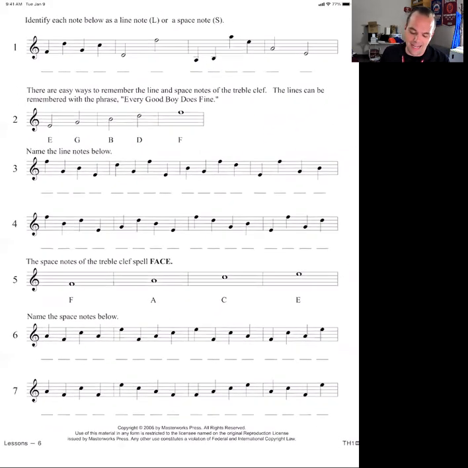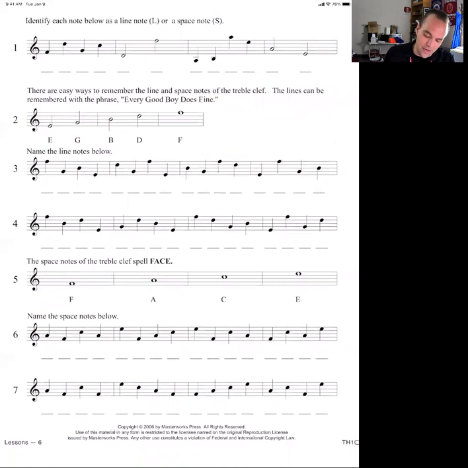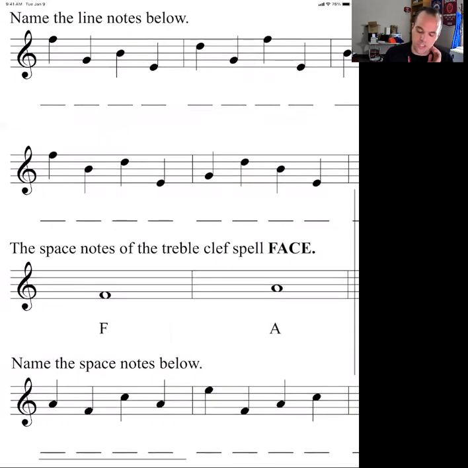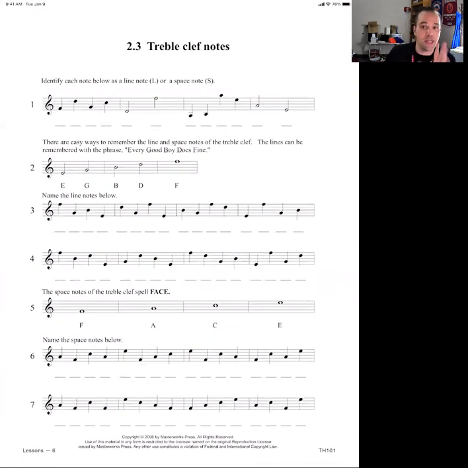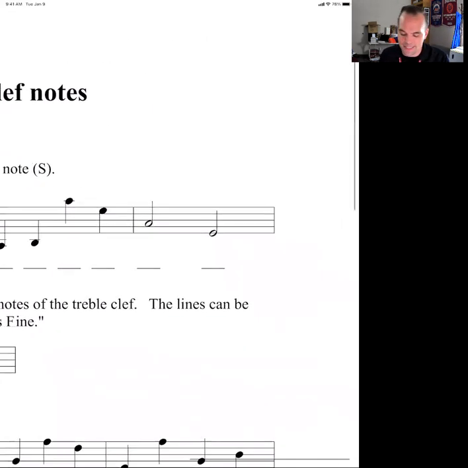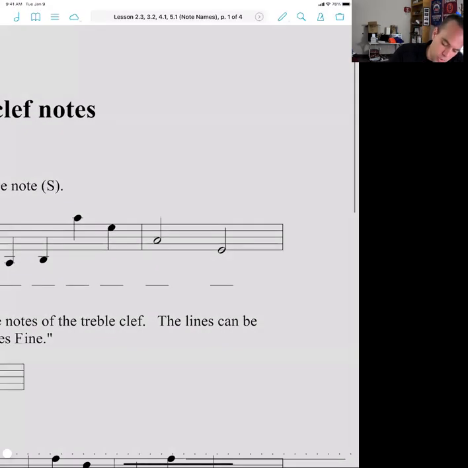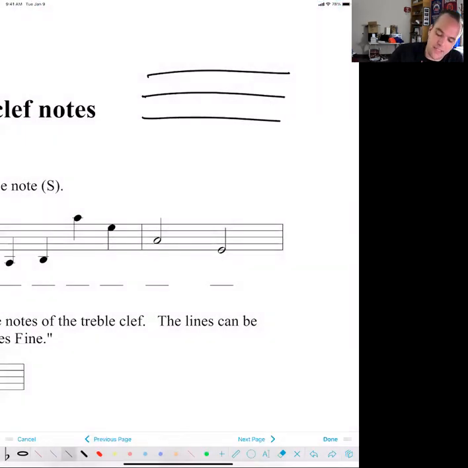So that's the lines. And then down here, they're showing us that the spaces spell FACE. That's the only one that I hear for that. FACE is how the spaces work. The thing, however, that everybody always skips over when they teach you this in elementary school, that I think is the fatal flaw, is that while these things are true, every good boy does fine, and FACE, that's true.